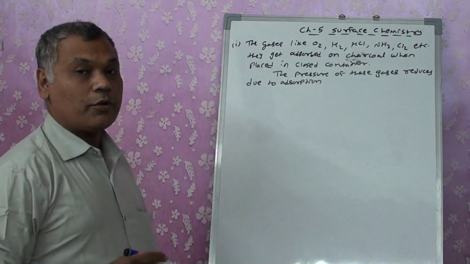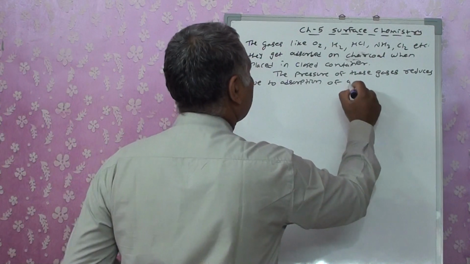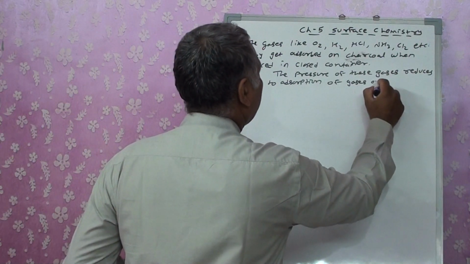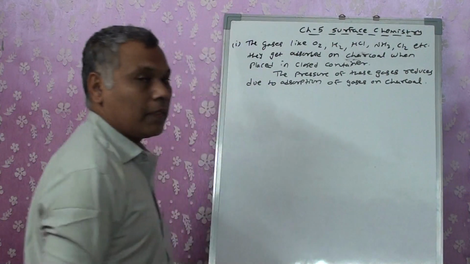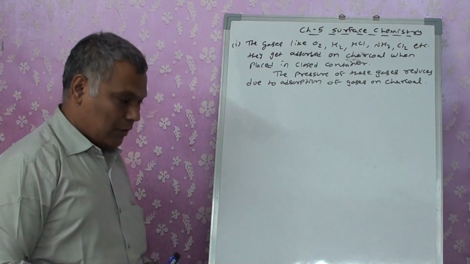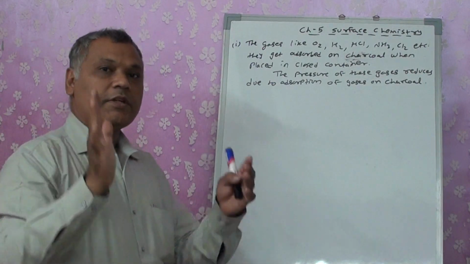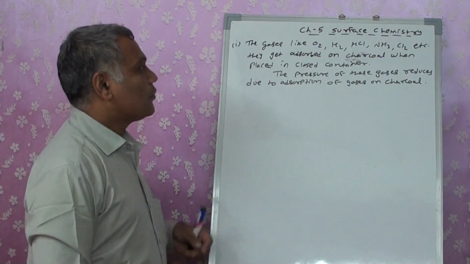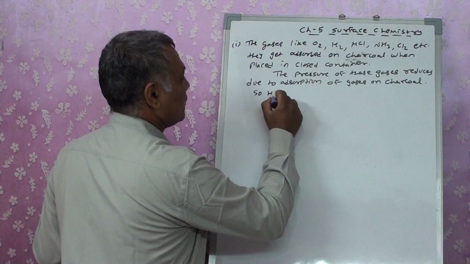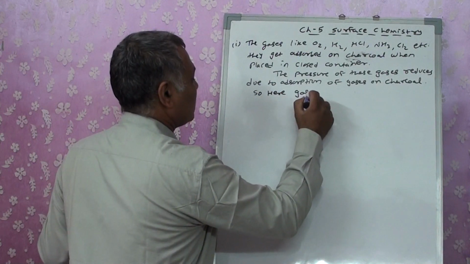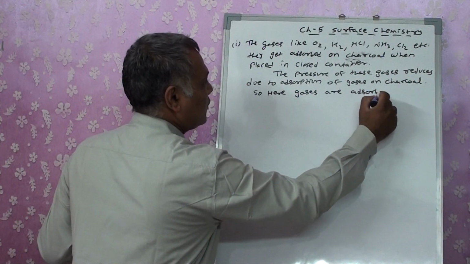Due to adsorption of gases on charcoal, right? Because of it, what will happen? The gas will be adsorbed onto the charcoal. The pressure inside the container will be reduced. So here the gases are adsorbate.